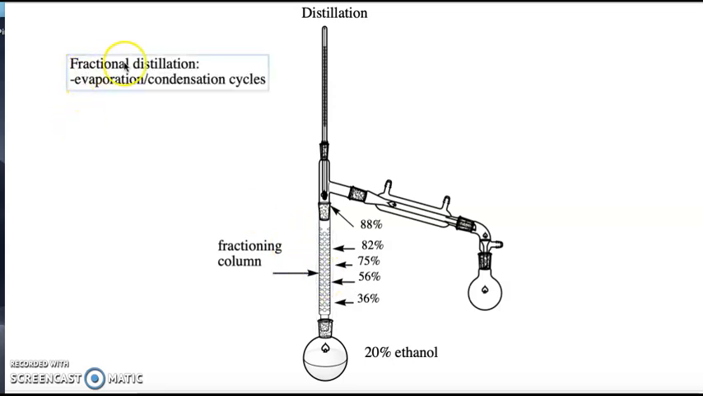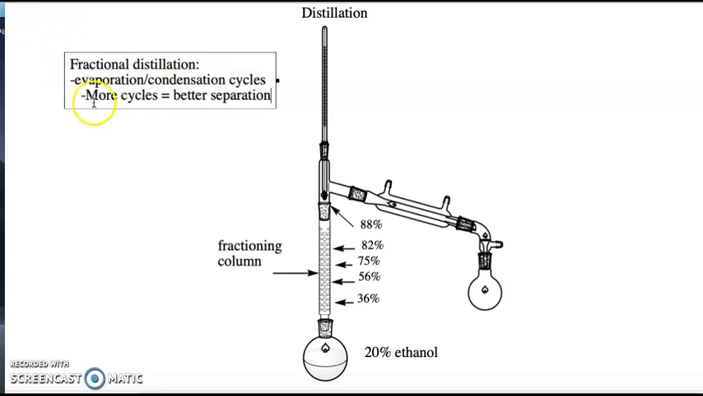Talking about fractional distillation, we're very much concerned about evaporation condensation cycles. It evaporates, condenses, evaporates, condenses, evaporates, condenses. It moves up the column. And if you're ever asked a question about a fractional distillation and its efficiency, you want to make sure you discuss the evaporation condensation cycles. In particular, the more cycles you have, the better separation you get. Well, how do we get more cycles?